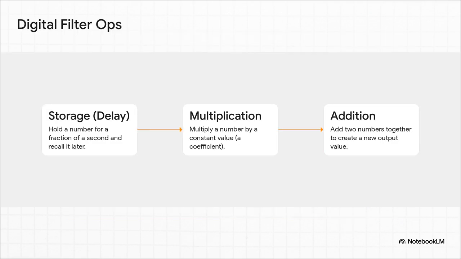And these are the magic ingredients. Storing a number for just a moment, multiplying it by some other number, and adding two numbers together. That's literally it. By combining these super simple functions in clever ways, you can build filters that do incredibly sophisticated things, shaping that noisy signal into something perfectly clear.